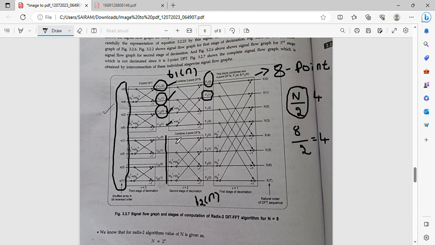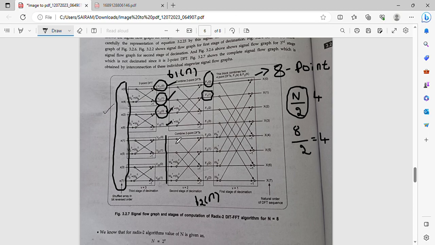So that output which I get from the 2 point DFT is an input to my 4 point DFT. So it is the input of the 4 point DFT, and the output you get from the 4 point DFT is F1 of 0, F1 of 1, F1 of 2, F1 of 3 and F2 of 0 till F2 of 3, right? That is the output that you get from the 4 point DFT.